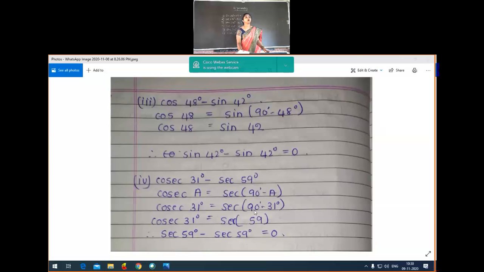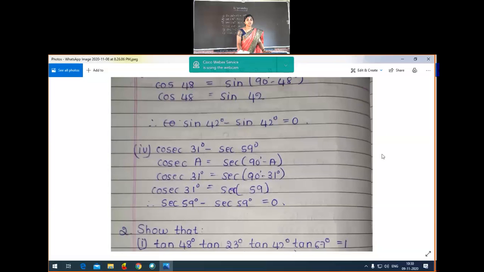Okay. So now the fourth question. The fourth question is cosec 31 degree minus secant 59 degree. Again the same type of problem. Here also you have to set one thing as it is. Another one you have to change.